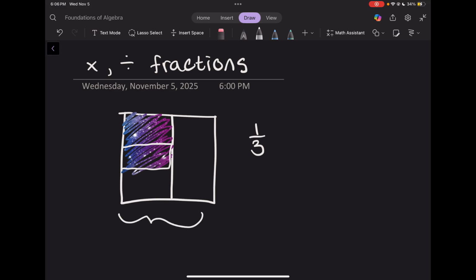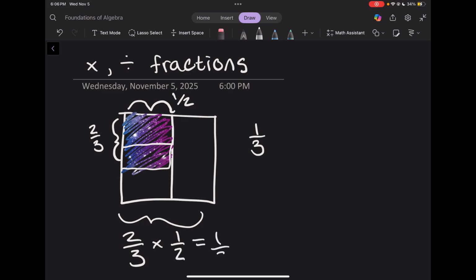So in this, we did 2/3, which this colored part represents our 2/3. And then this whole part represents our 1/2. So it's 2/3 times 1/2. And eventually we get 1/3. I'm going to show how we multiply fractions after this. So don't worry quite yet.